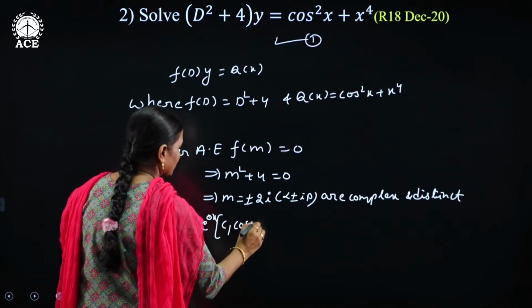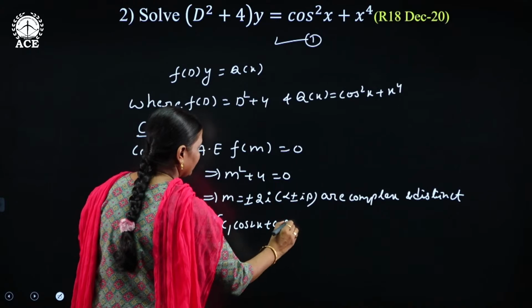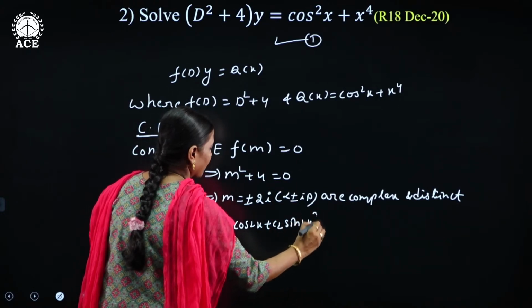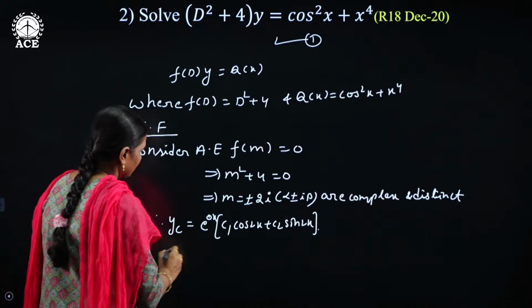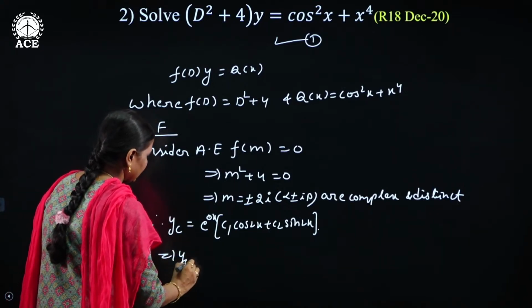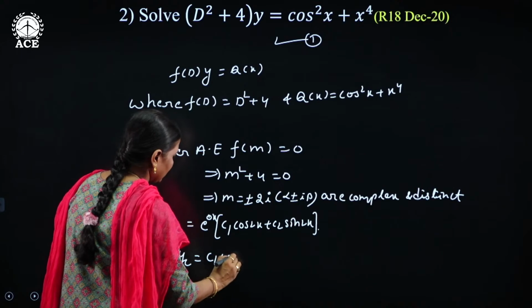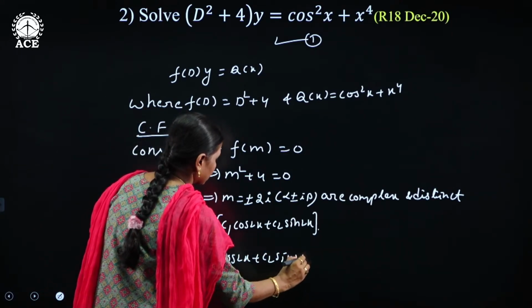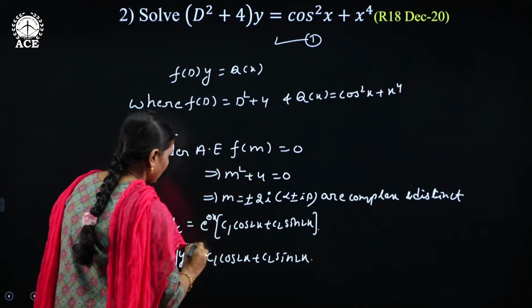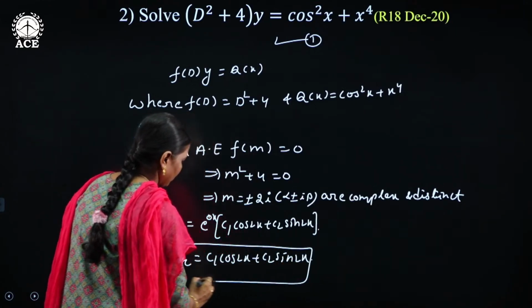c1 into cos 2x plus c2 into sine 2x. But e power 0 is equal to 1. So yc is equal to c1 cos 2x plus c2 sine 2x. This is the complementary function.